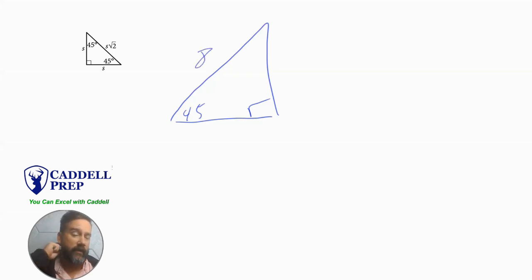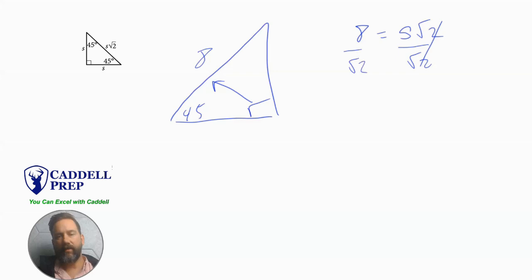Now what does S equal? Well, this 8 is supposed to match up with S radical 2. So to solve for S, we have to divide both sides by radical 2. Okay, we want to rationalize this. Like we don't want a radical 2 in the denominator. So something we could do is multiply the numerator and denominator by that radical.